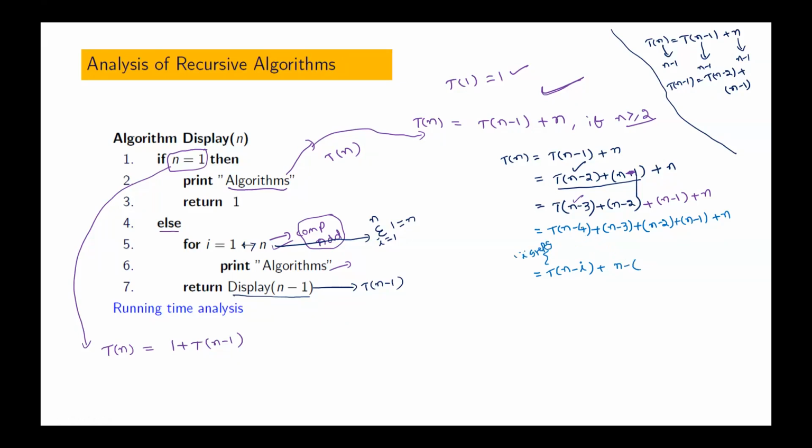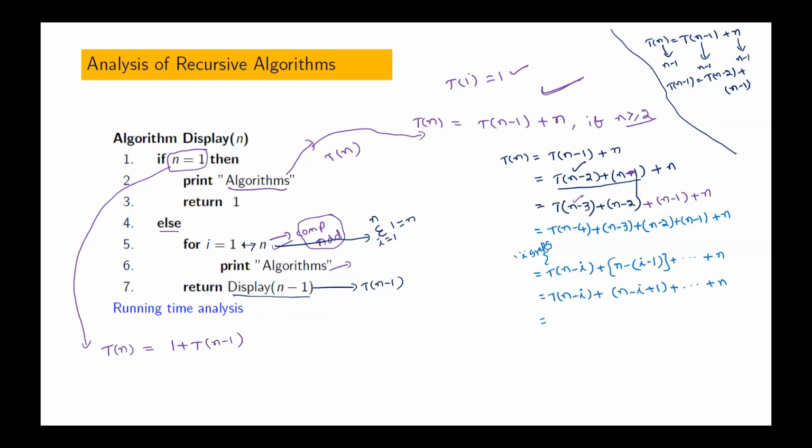If 4 means here we have 3, so I can write it as i minus 1. n minus i minus 1, without brackets, up to n. Is that okay? Now it is the same as T of n minus i plus n minus i plus 1 plus and so on up to n. I have not done anything, only written the same thing.